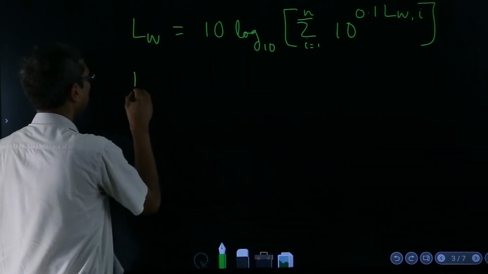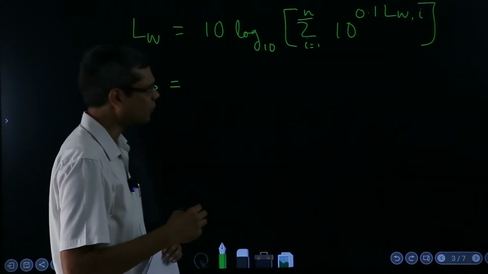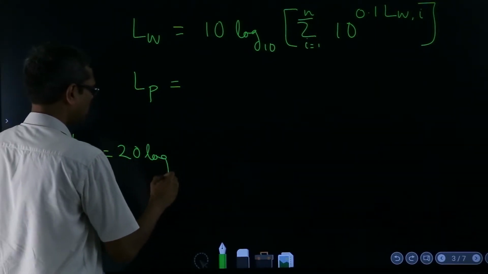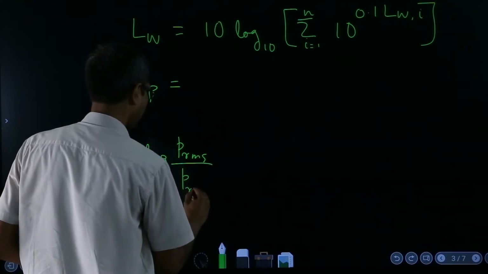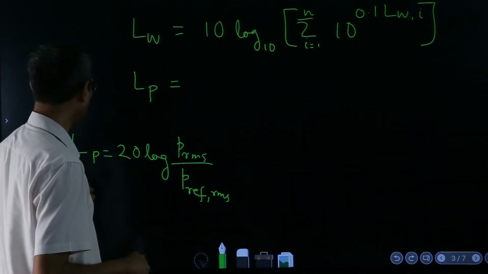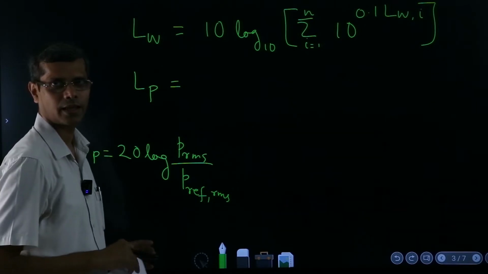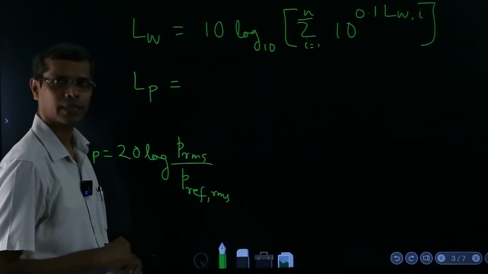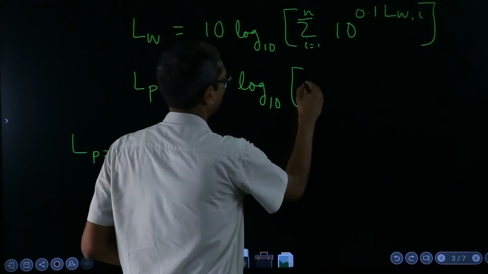Then similarly for sound pressure level, what would be the formula? Any guess? If you remember how you define sound pressure level, LP was 20 log P RMS over P reference RMS. So that is how you had defined the sound pressure level. So what should be the thing here? Just think a moment. It's exactly the same formula.